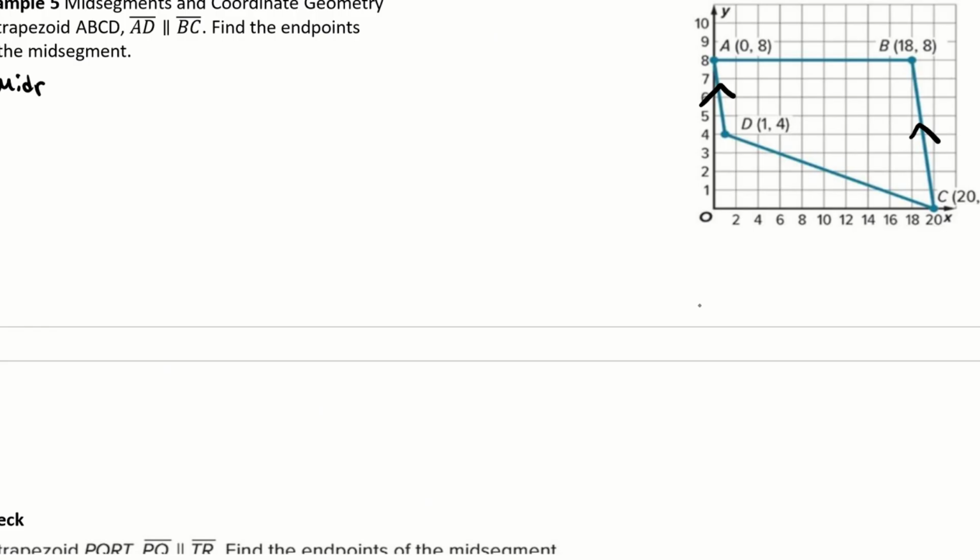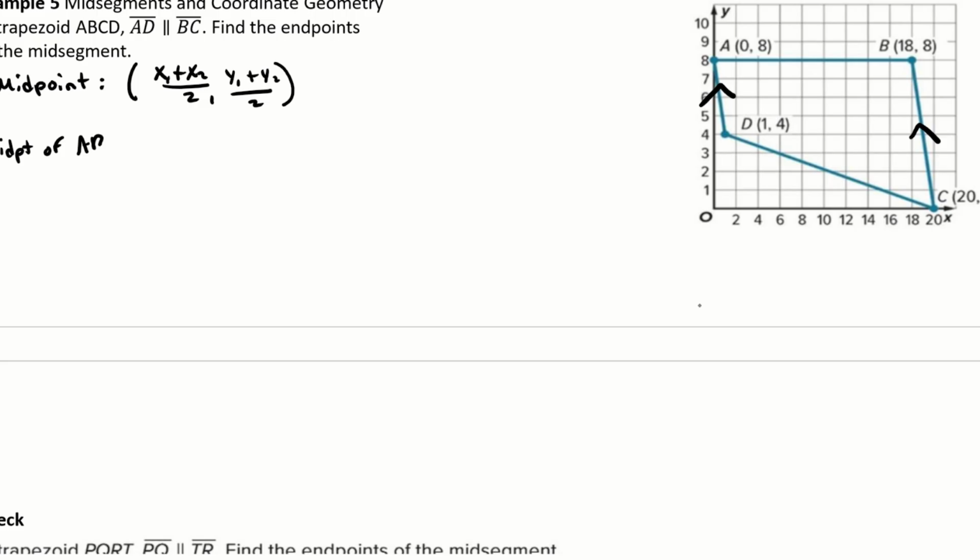So let's write down the midpoint formula. The midpoint formula is (x1 plus x2 over 2, y1 plus y2 over 2). So we're going to apply that here. Add the x's, divide by 2, add the y's, divide by 2. All right, so let's do the midpoint of AB first, okay?